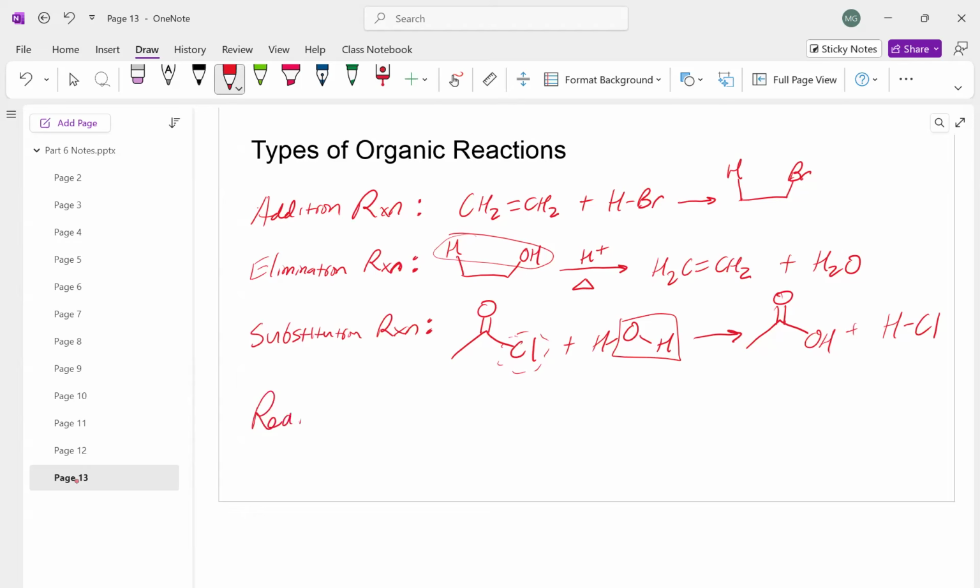And then we'll spend a little bit of time looking at rearrangements. So we start with a compound like this. We heat it up, and the atoms in this carbon chain rearrange.